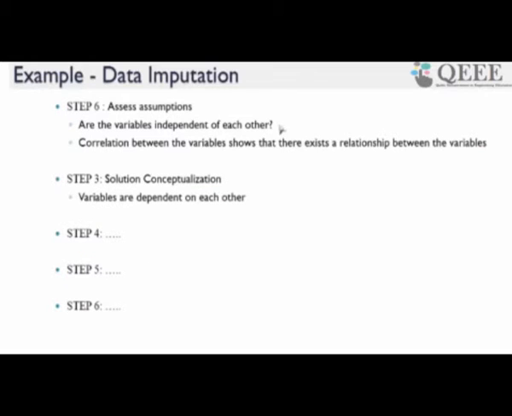And if you are happy with that, you need to assess the assumptions as step 6. So how do you test whether there is a correlation between these variables or not? You can do the correlation test and see whether there is any correlation. If you find correlation, the assumption that these variables are independent is wrong. So you have to go back to the solution conceptualization and assume that the variables are dependent on each other. If they are dependent, how do you use concepts such as null space, which are taught in the linear algebra module of this course, to solve this problem? Once you do that whole process again, you will end up with the values for NAs using the null space method.